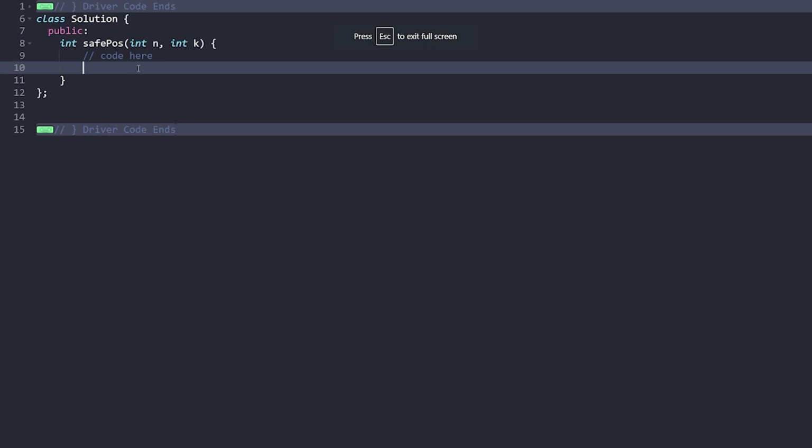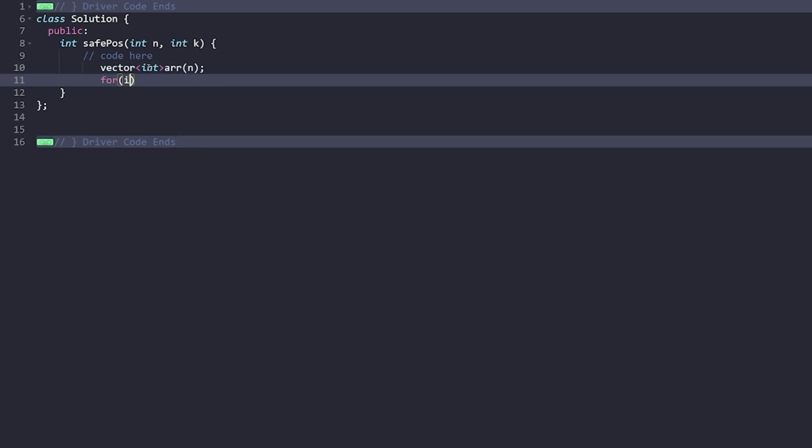N is nothing but the number of people initially, and k is the number of people that I'll be skipping, right? I want to kill every kth person. So in this, what I'll do is, first of all I'll declare a vector, right? So vector int array of size n, and after that I'll update this vector. So in this vector, I'll iterate.